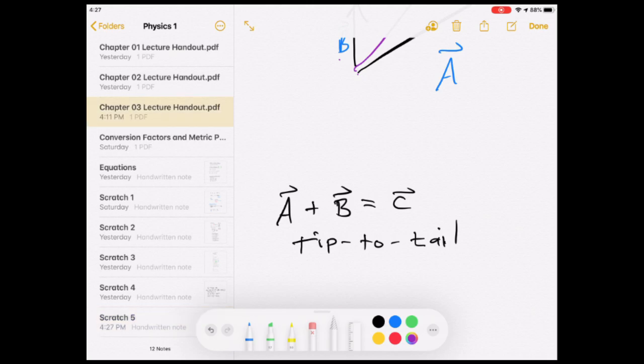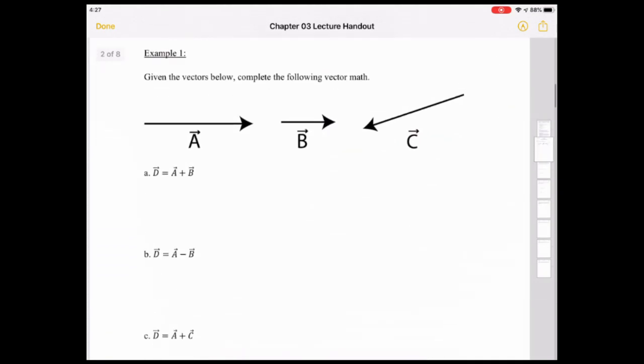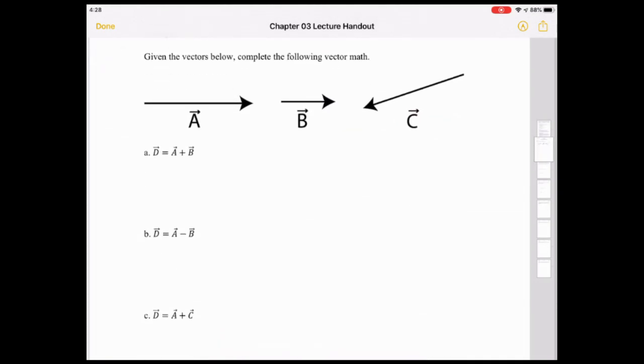So I want to talk about a couple examples here. So we have some vectors below, A, B, and C. Let's add them together. Or let's do some math with them, right? So I have tried to copy these. It doesn't work. So maybe that's a blessing. Maybe that's a curse. It's fine.